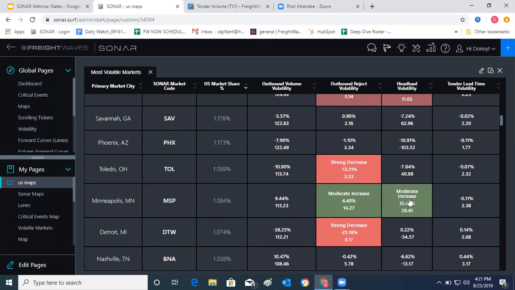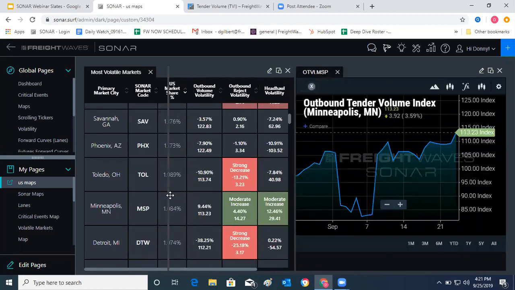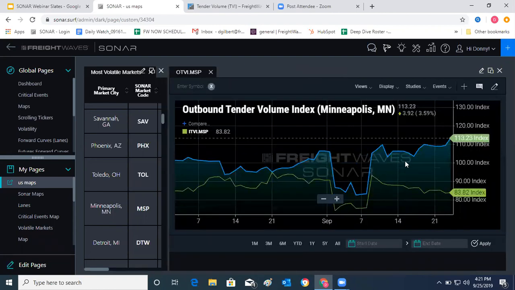If you want to look at the Headhaul Index, you can click here on the Headhaul Index and scoot it over. And again, you see what direction the Headhaul Index is going. The blue line is the outbound tender volumes, and your green line is your inbound. So you see inbound trending downward, which means you're having less trucks flow into the market, and you're having your outbound increase. So you're getting more loads, but you're getting less trucks, and that's pushing your capacity into a tighter situation. I always get nervous when I see less trucks going into a market because you have to have trucks to move loads.